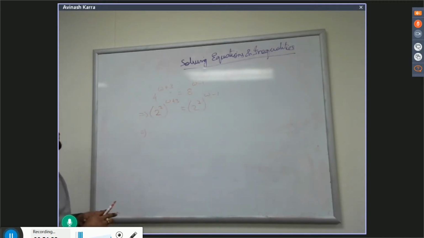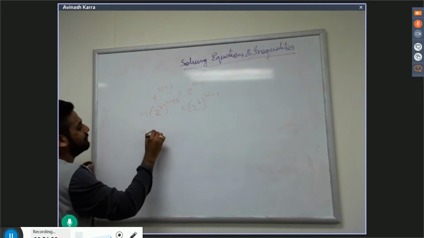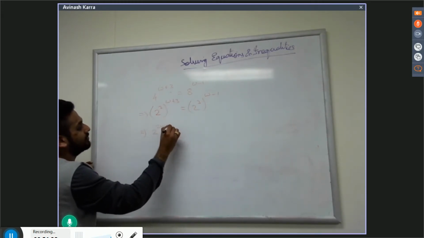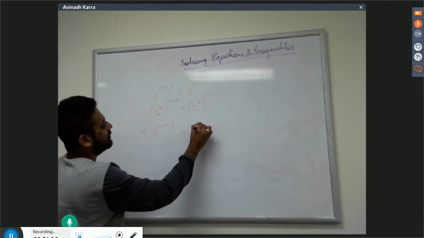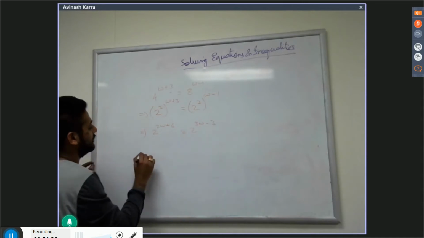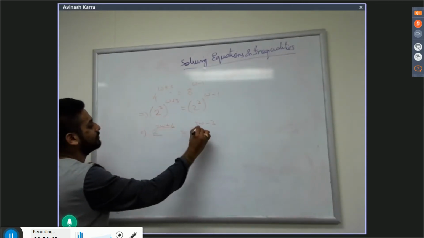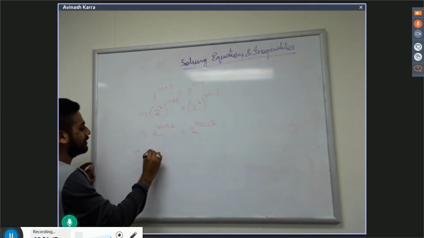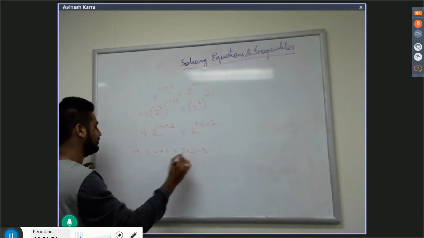When I apply the a to the power of m to the power of n formula, I get a to the power of mn. When I apply that, it becomes 2 to the power of 2w plus 6 is equal to 2 to the power of 3w minus 3. So both the bases are equal, so powers are also equal. From that, 2w plus 6 is equal to 3w minus 3.